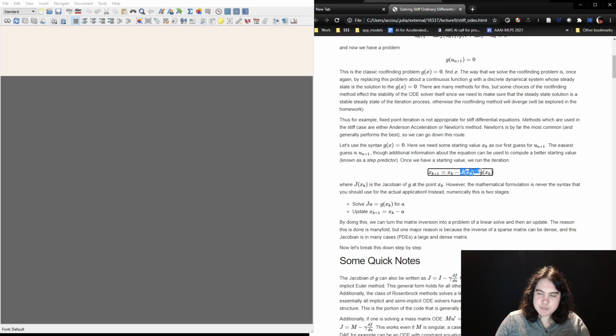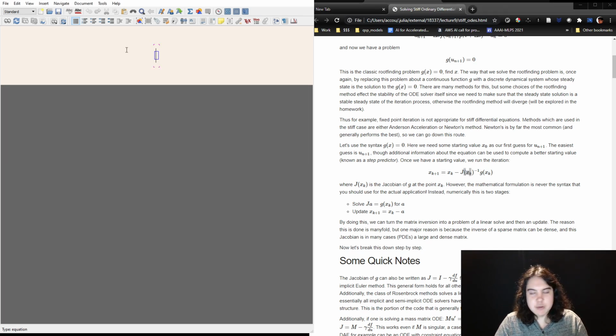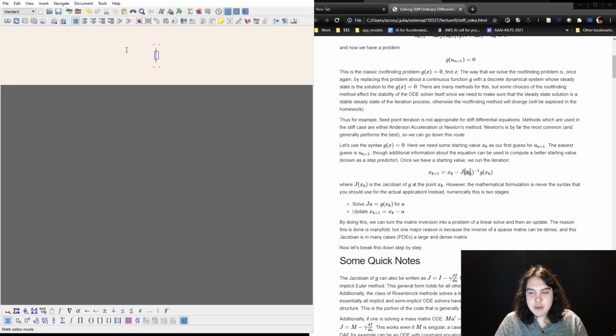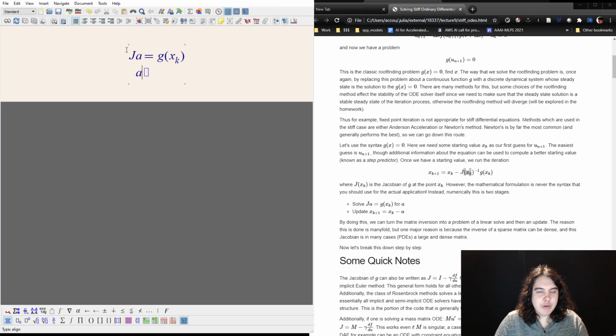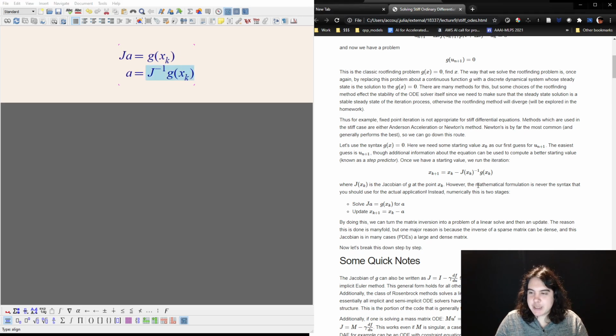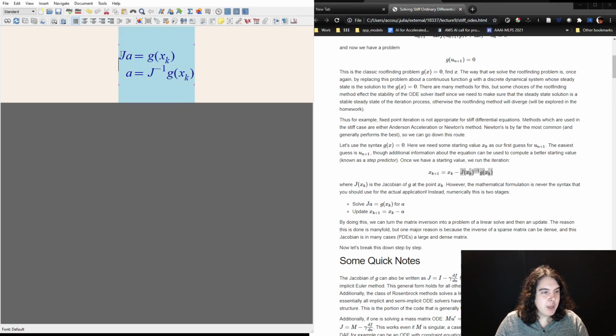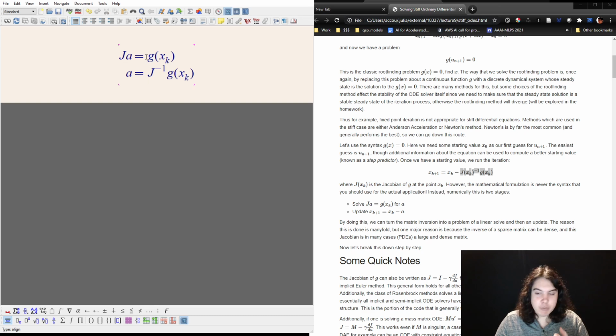Well, you do it in 2 steps. So remember that, right? The first thing that we want to look at is basically J A equals G of xk, right? Well, what we could do here is we solve for A. So A equals J inverse G of xk. And what do you know? J inverse G of xk is exactly what we wanted here, right? So instead of calculating an inverse, what we want to do is solve this linear system. And there are ways to solve this linear system which do not require calculating the inverse of a matrix. And that's some of what we'll go into.